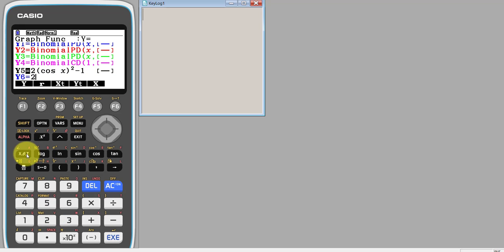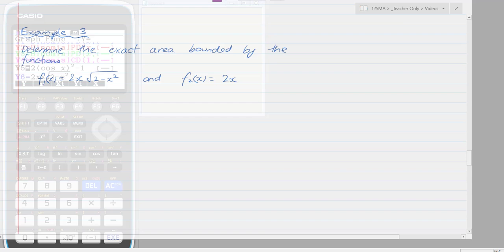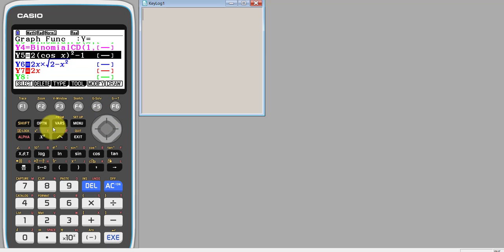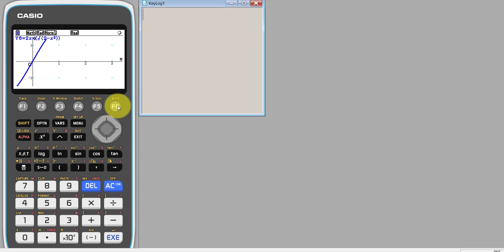Equals 2x times the square root of 2 minus x squared. I always put times in it just to make sure it's right. I'll just check I've actually got that right. Yep. And 2x is the other one. So I'll sketch that one, and I'll sketch a second one, which is just 2x. And I'll go up and deselect my one from earlier, and now I'll sketch those two.